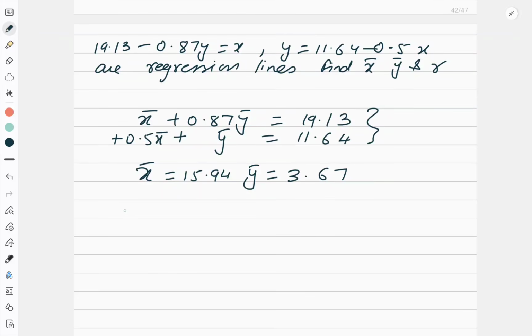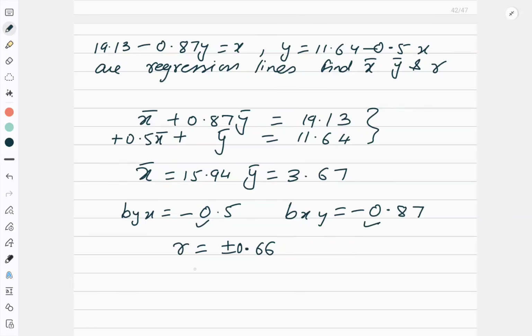And again you have to figure out byx and bxy. So here if you observe, look at the first equation, you will get byx is equal to minus 0.5 and bxy is equal to minus 0.87. So your r value will be equal to plus minus 0.66. I am writing results directly because two questions we have done the same way. Now here, since these two values are negative, r will be taken as minus 0.66. Right? So this question is also done.